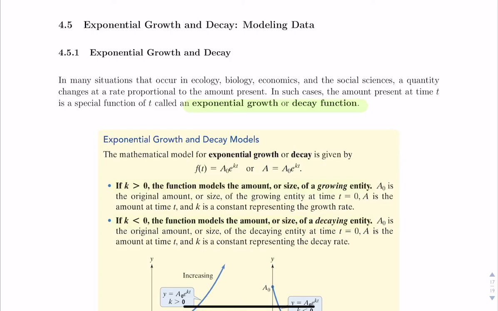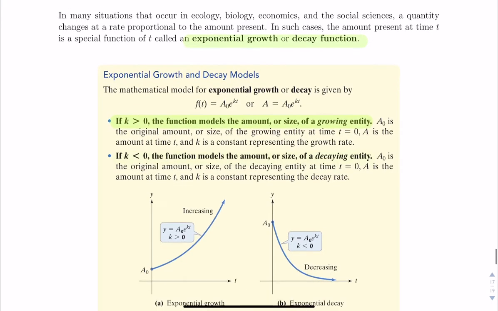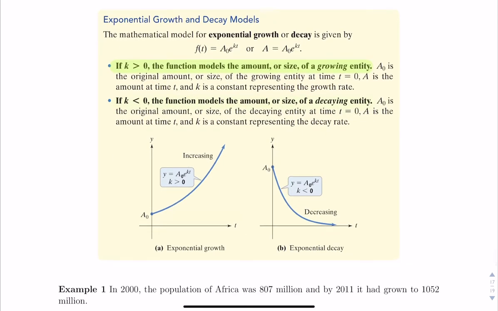The mathematical model for exponential growth or decay is given by f of t equals a naught e to the kt, or A equals A naught e to the kt. If k is greater than 0, the function models the amount or size of a growing entity. A naught is the original amount or size of the growing entity at time t equals 0. A is the amount at time t, and k is a constant representing the growth rate.